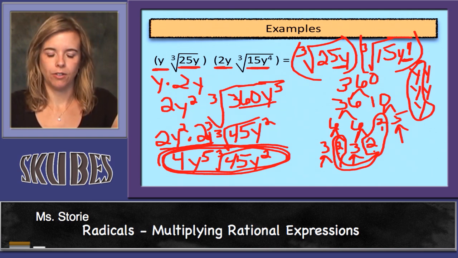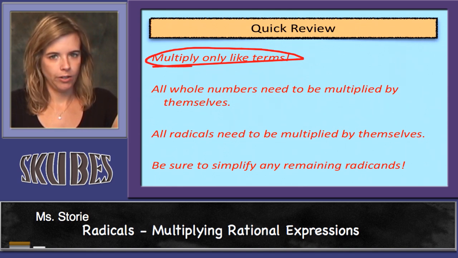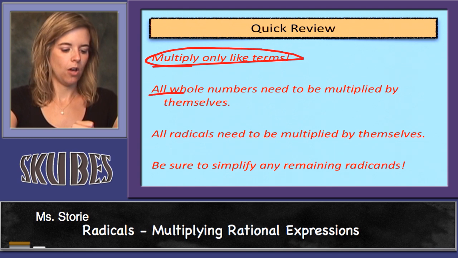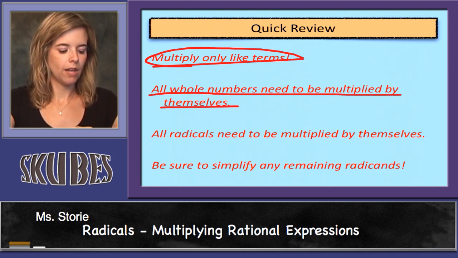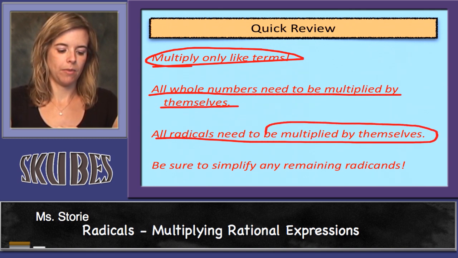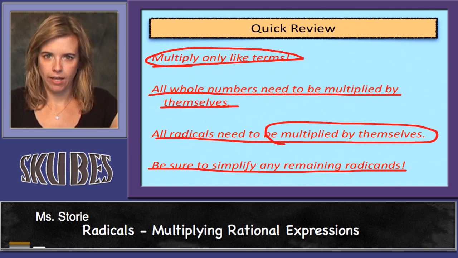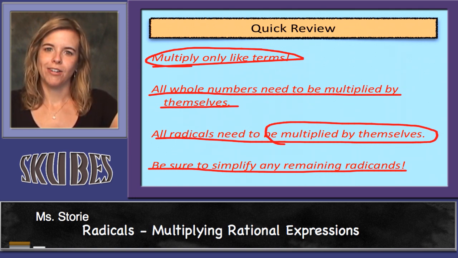So for a quick final review, multiply only like terms. Only the whole numbers get multiplied by the whole numbers. Only the radicals get multiplied by the radicals. All the whole numbers need to be multiplied by themselves and kept outside the radical. And all the radicals need to be multiplied by themselves. And you need to simplify those radicals once you get done multiplying them out. And that's it for our lesson on radicals, multiplying rational expressions.